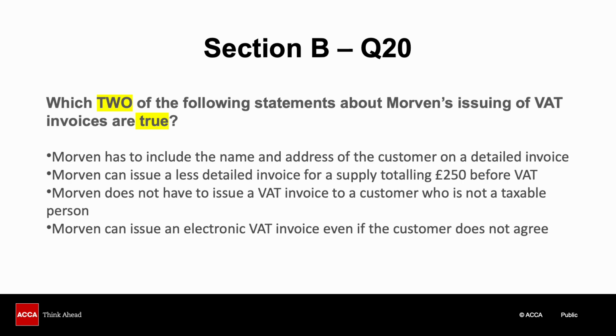Simplified invoices can be issued where the consideration for the supply is £250 or less. That £250 is VAT inclusive. So we can rule out the second statement there as it says £250 before VAT. So that means it's exclusive of VAT. Now the customer's details do need to be included on a detailed invoice, but not a simplified invoice. So that first statement there is correct. Electronic invoices can only be issued if the customer agrees to that. So that last statement down there is false.